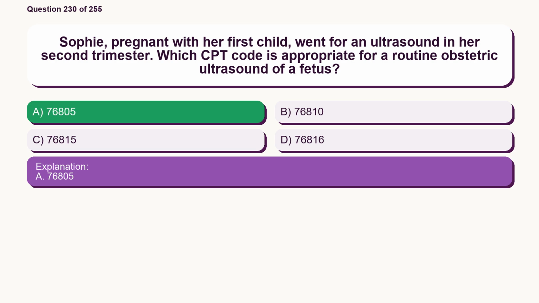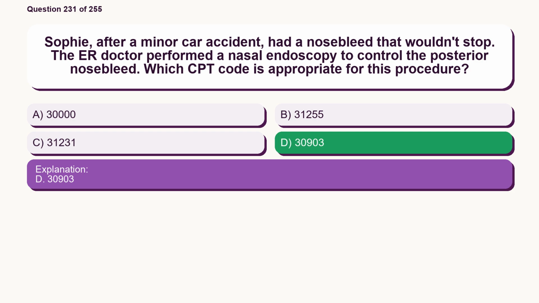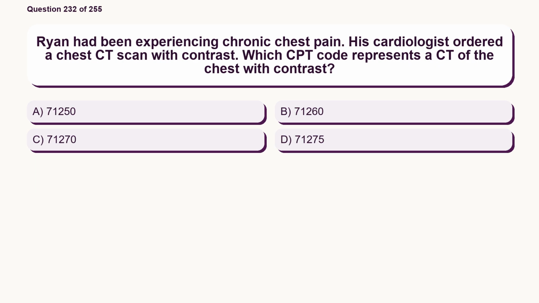Question 231. Sophie, after a minor car accident, had a nosebleed that wouldn't stop. The ER doctor performed a nasal endoscopy to control the posterior nosebleed. Which CPT code is appropriate for this procedure? Option A 30,000, Option B 31,255, Option C 31,231, Option D 30,903. The correct answer is Option D, 30,903.